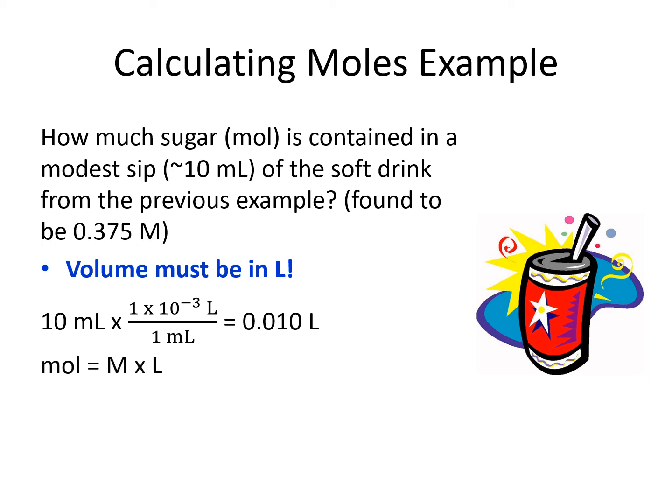We use our third rearrangement of the equation. Moles equals molarity times liters. We multiply our 0.375 molar times 0.010 liters, and that tells us that 0.00375 moles of sugar are found in that 10 milliliter sip of that particular soft drink.